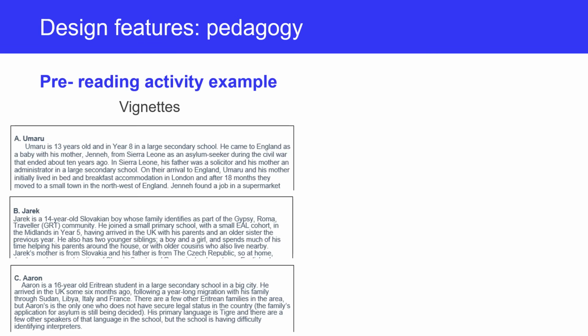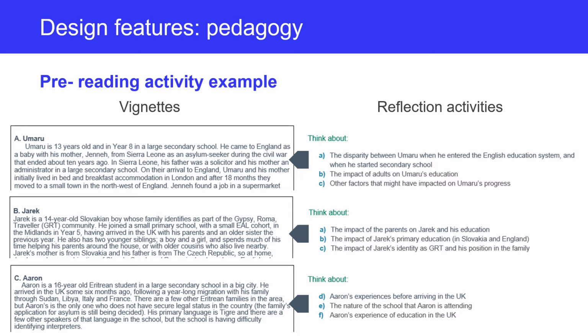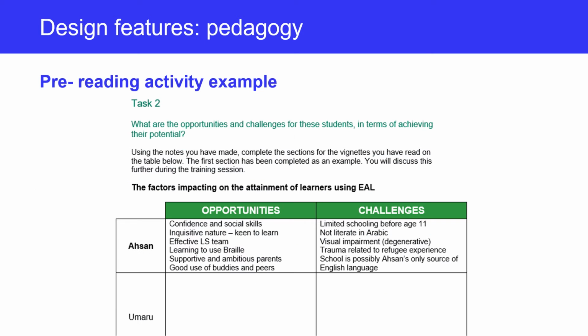Here are some more examples of vignettes and some more examples of thinking prompts, which allow the student teachers to reflect. After reading the vignettes and thinking about the prompts, the last part of the activity is for student teachers to use their notes in order to complete the sections on opportunities and challenges that they will be sharing during their session.